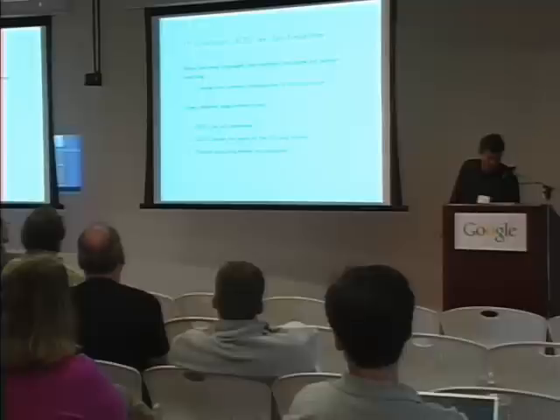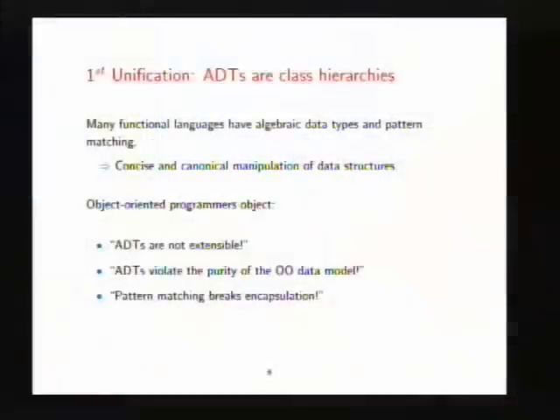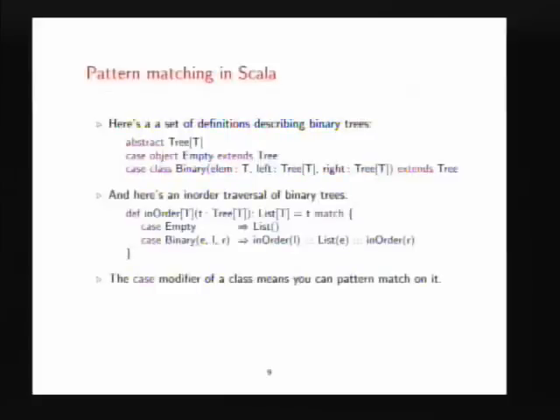So that's the objections. No extensibility, violation of the purity of the OR model, breaking encapsulation. And that's why pattern matching is universally rejected by object-oriented programmers. So I have to show you how we do that in Scala. Here's a very simple example of how we do it.